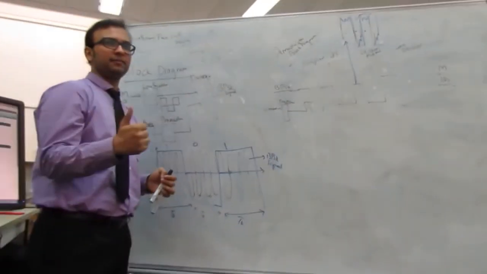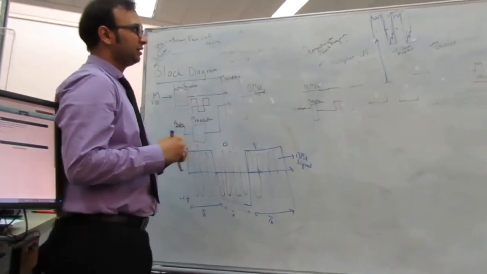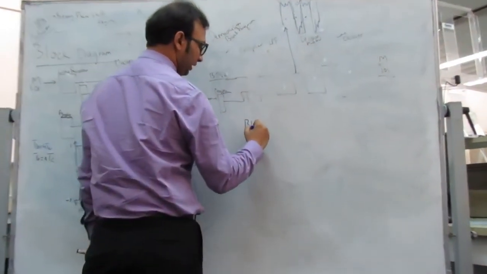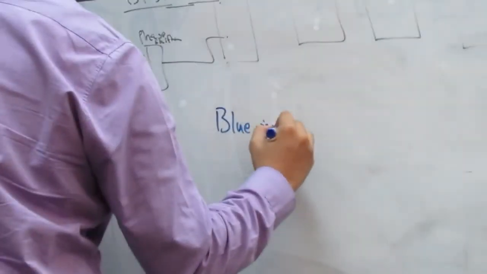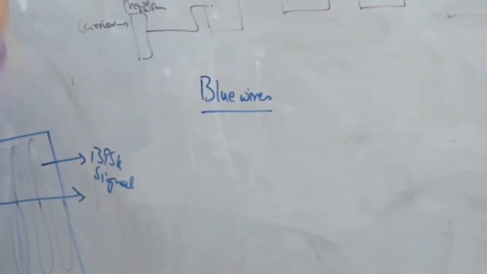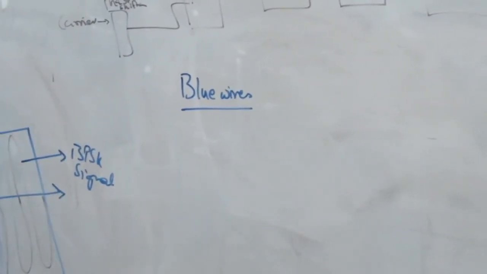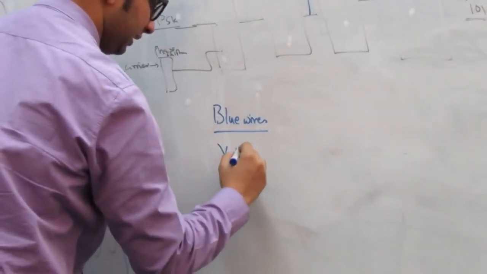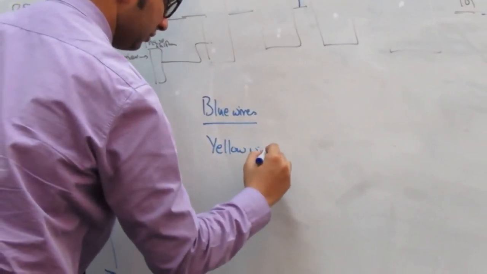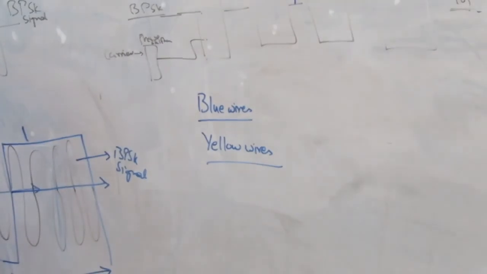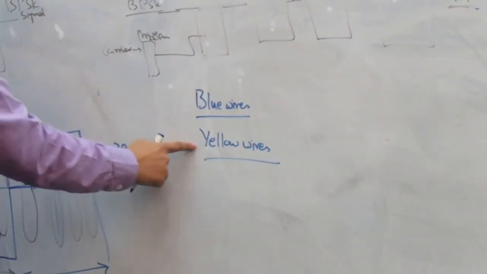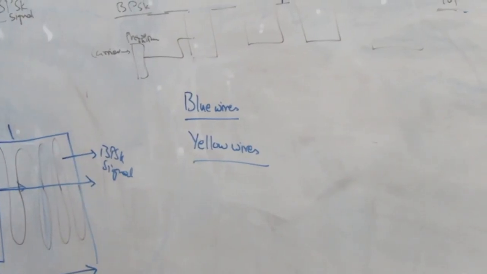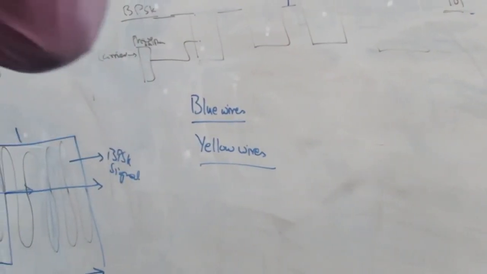We'll make the connection now. We'll make the whole connection using blue wires. Blue wires will be the whole connection in this same manner. And there will be yellow wires that will be used to see the output. Blue wires is for the whole connection, yellow wires is for looking at the output. Alright, let's make the connection.